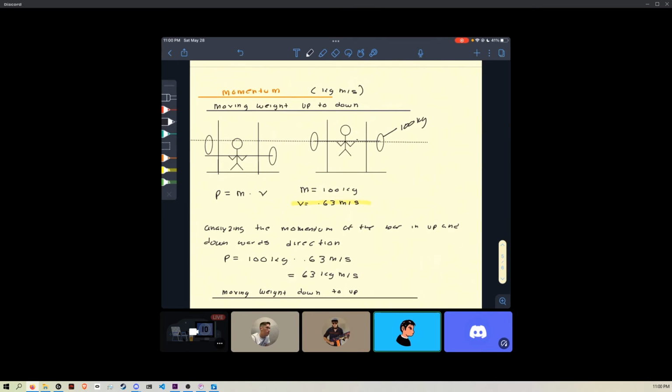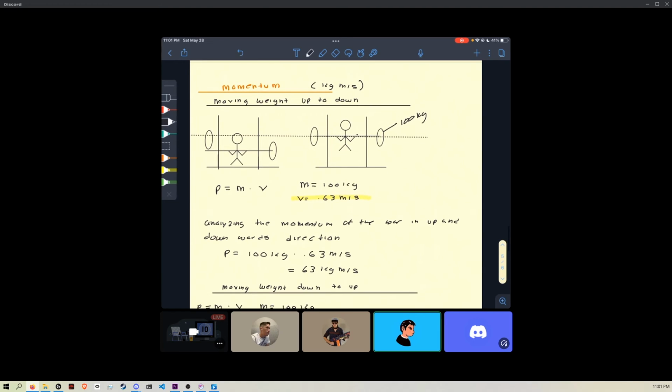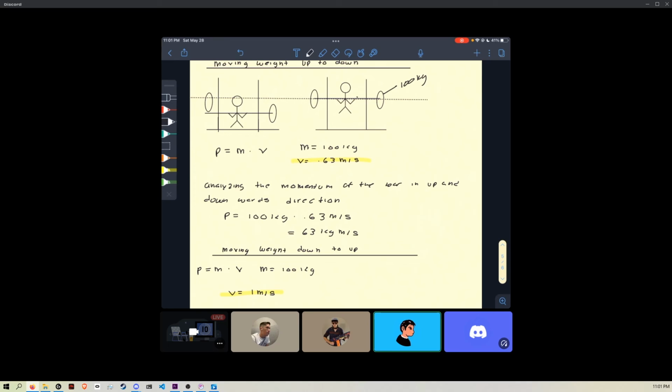So we're analyzing the last lens, the momentum lens, in kilogram meters per second, moving the weight from up to down. As we see, the equation for momentum is momentum equals mass times velocity. Our mass of the weight is 100 kilograms. Our velocity, determined by Tracker, was 0.63 meters per second on the way down. We use that to determine that our momentum is 63 kilogram meters per second.